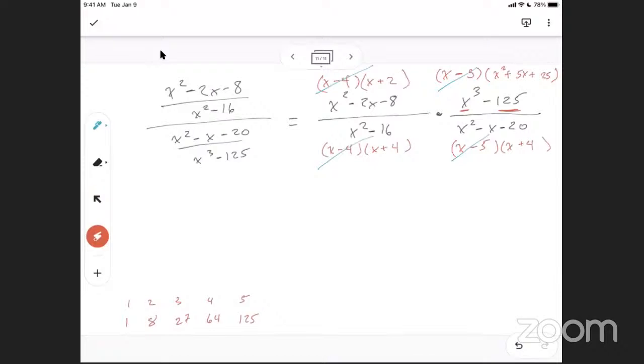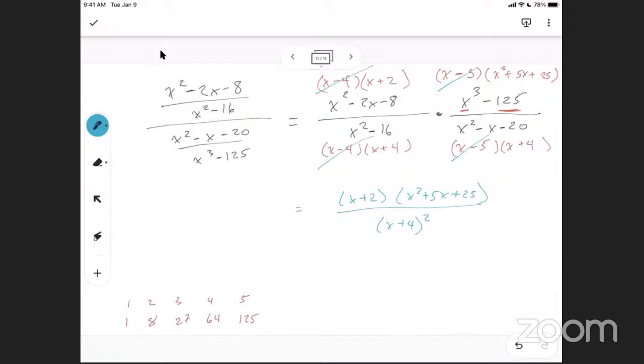So you have x plus 2 on the top, and I have x squared plus 5x plus 25 on the top. And on the bottom, I have x plus 4, and I'm going to write it like this, x plus 4 squared, just because you can.